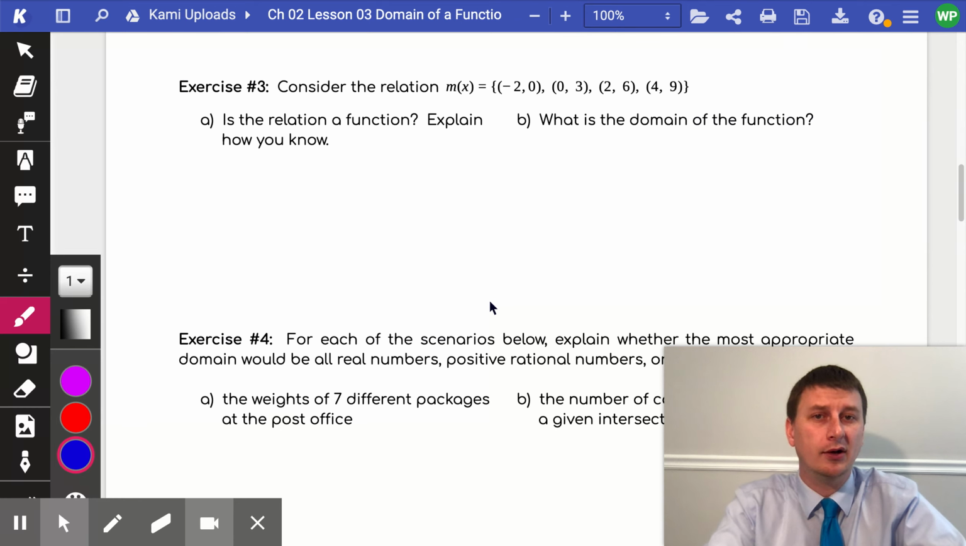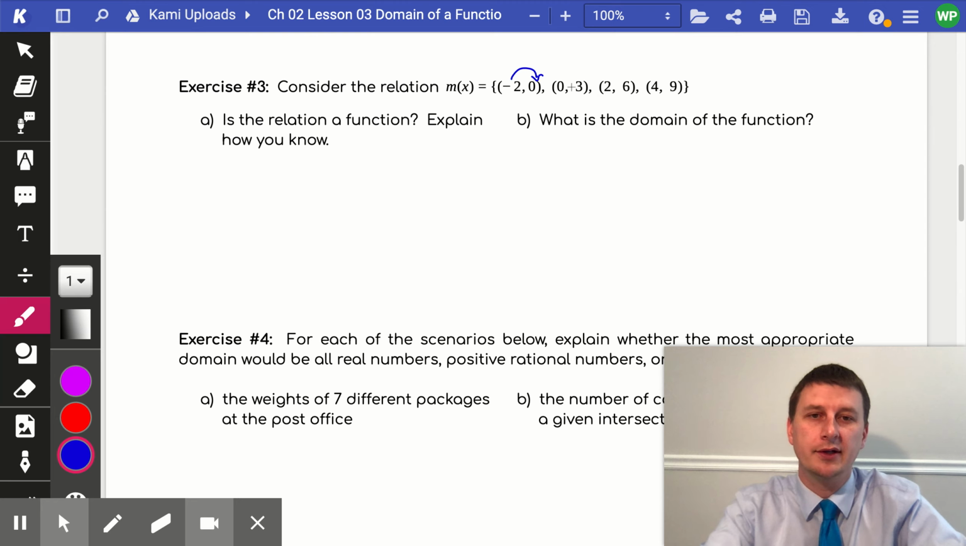So we have to go back all the way to lesson 1 now and remember what it means to be a function. And the definition of a function is where each input has exactly one output. So let's go through this set of points and see if this input of negative 2 only has the exact one output of 0. I don't see any other negative 2's going to anything else, so we're good with negative 2.